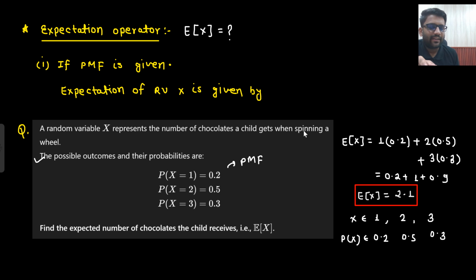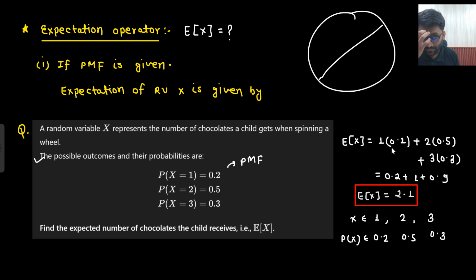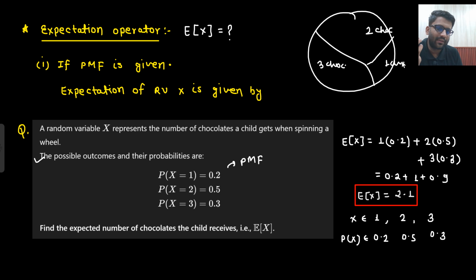It means that if the child is spinning the wheel, the scenario here was that there was a wheel with 3 sections. This is how I can make 3 sections. Here you can get 2 chocolates, here you can get 3 chocolates, and here you can get 1 chocolate. This guy will spin the wheel. The probability of getting 2 chocolates is 0.5, of getting 1 chocolate is 0.2, and of getting 3 chocolates is 0.3. If he is spinning the wheel, he will end up getting 2.1 chocolates.